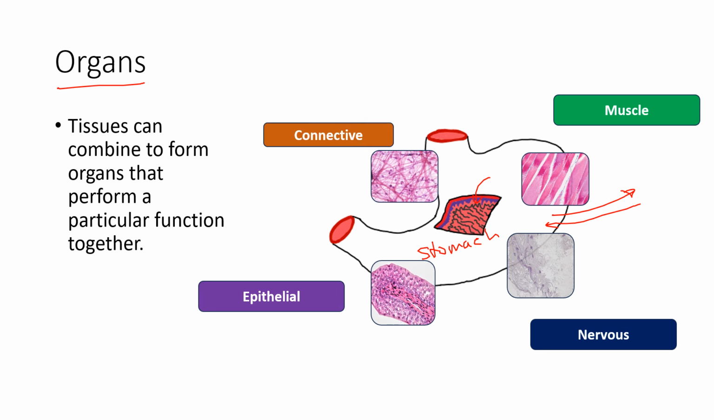And finally, some connective tissue to hold that stomach in place and allow it to do what it needs to do without interfering with the function of other organs that might be nearby. So that's just one example. Of course, all of our organs within a body have a combination of tissues that allow them to function.